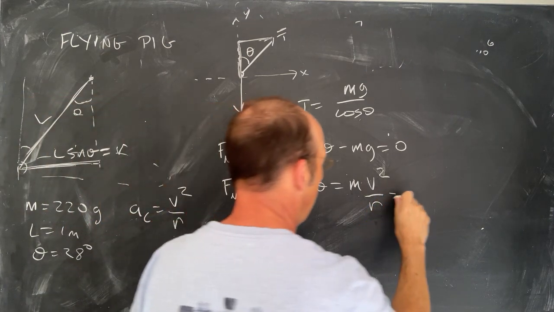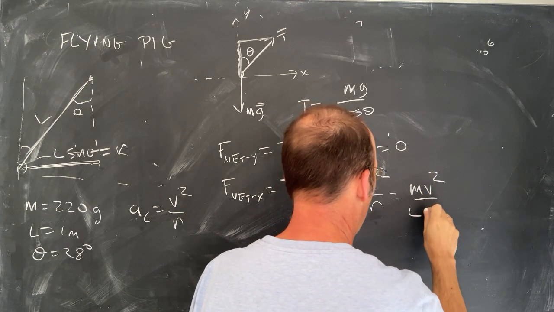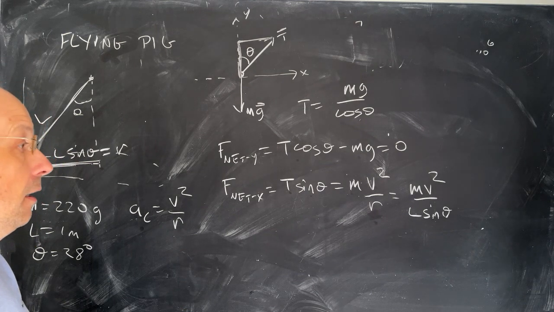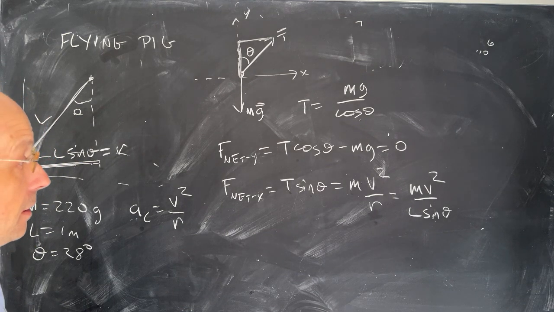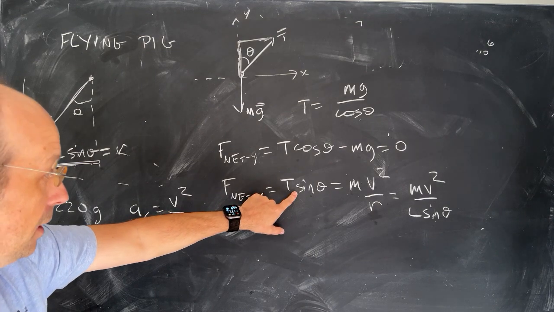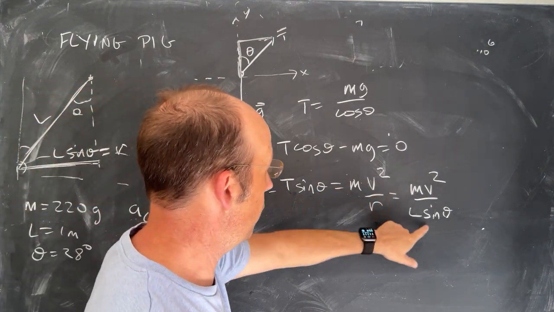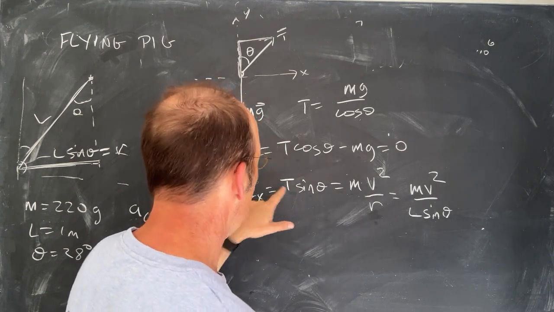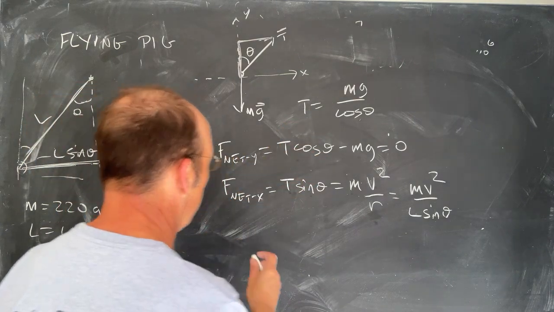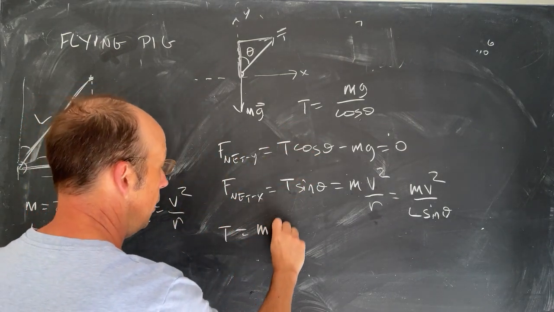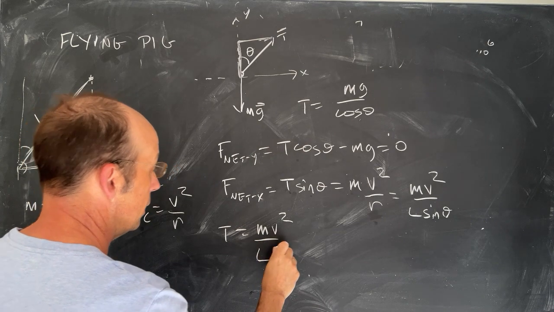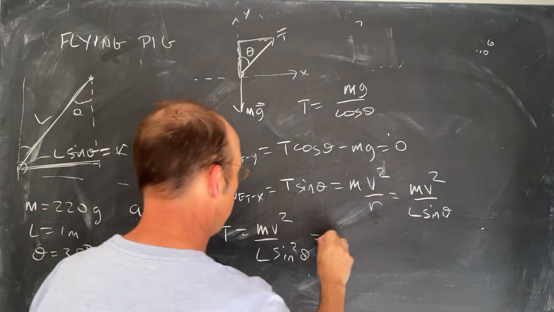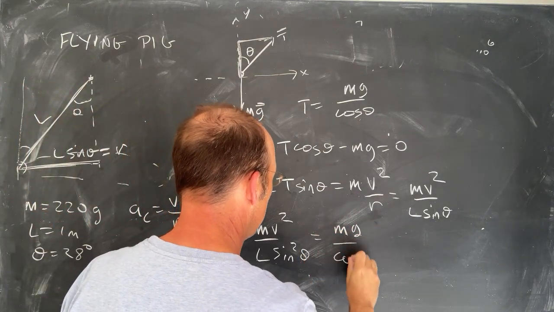So let's put that in. I get m v squared over L sine theta. And I'm going to put the numbers in. Don't worry, I will put the numbers in. Now, I have T sine theta equals m v squared over L sine theta. So I can solve this for T and then plug in for T. That's what I'm going to do. So I get T equals m v squared over L sine squared theta. And then I'm going to put in this for T, so it's equal to mg over cosine theta.